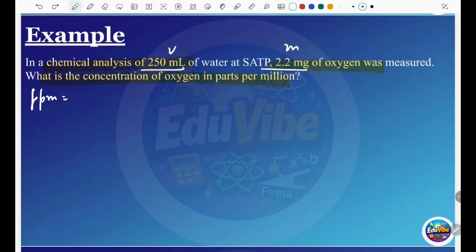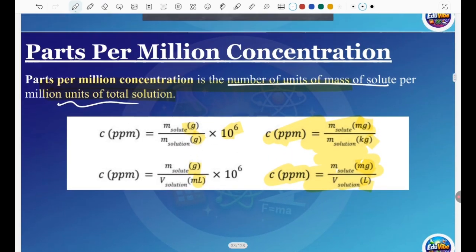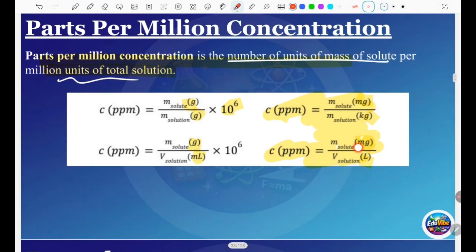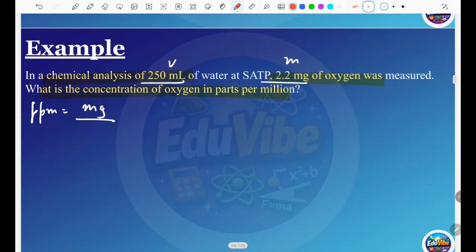But this involves only mass and mass, and mass and volume, solute and solution. In this, you have mg, which is the mass. We can use this, which gets rid of the 10 raised to power 6. But we have milliliters now, and the milliliters should be converted into liters, because with mg we have liters, and with grams we have milliliters, but we involve the 10 raised to power 6. With mg you have to be in liters. So you have to convert the volume into liters.